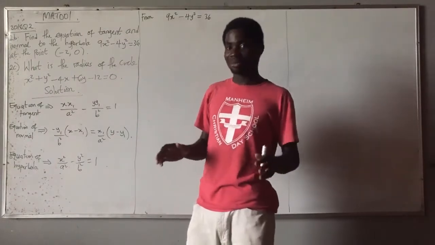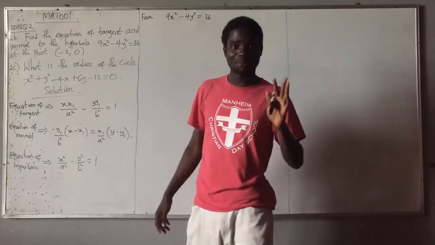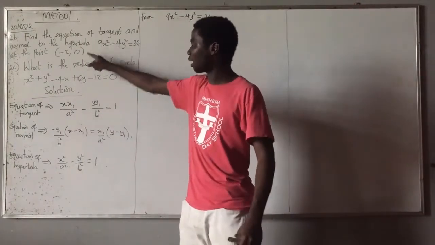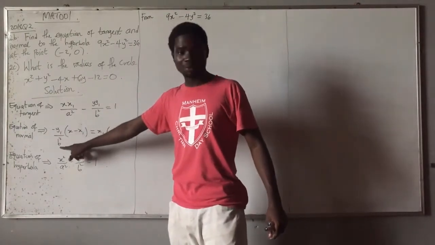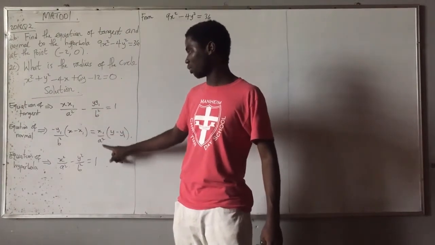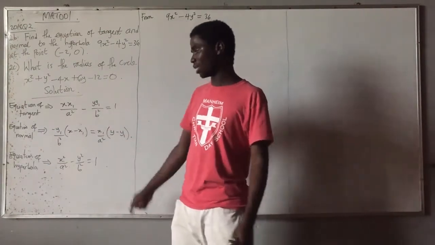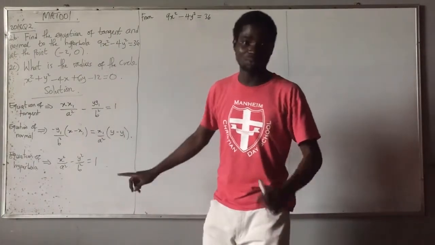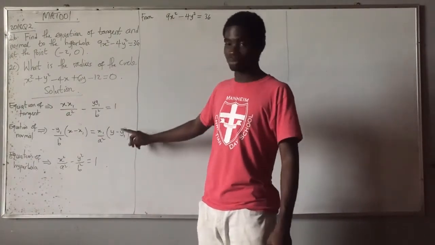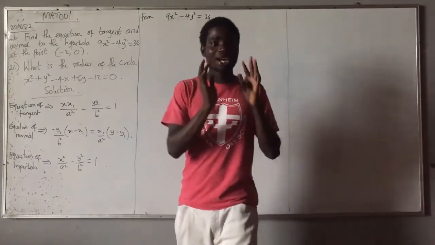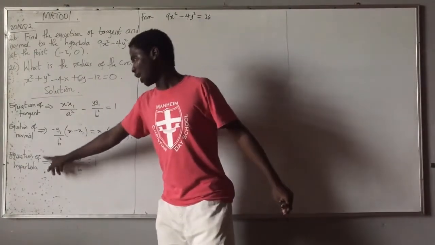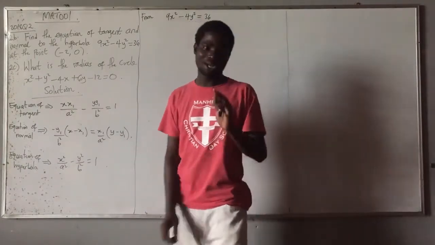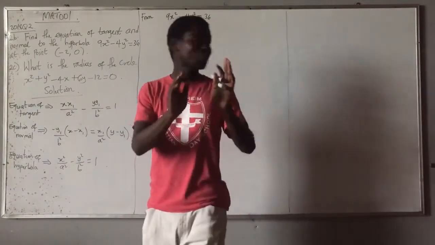Especially if you don't know how to solve this before. Now, equation of normal to hyperbola is also minus y1 over b squared times x minus x1 equals x1 over a squared times y minus y1. So you will see how to use it. Please try as much as possible to know these equations. Now, the general equation of a hyperbola is x squared over a squared minus y squared over b squared equals 1.